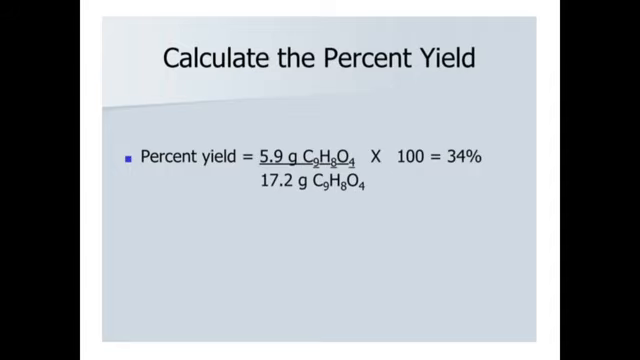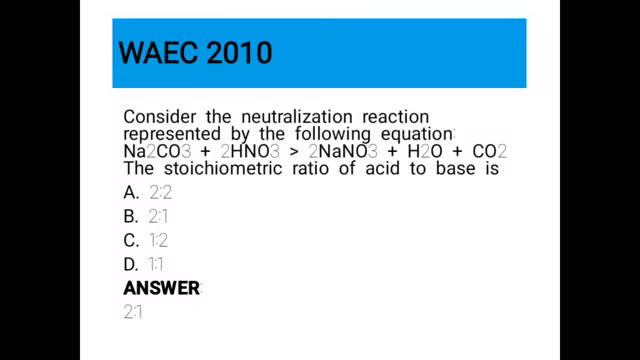Now we'll be looking at solving some past questions on stoichiometry. So let's look at question number 1. This is 2010. The question says, consider the neutralizing reaction represented by the following equation. Sodium hydroxide plus an acid to give sodium salt plus water plus CO2.